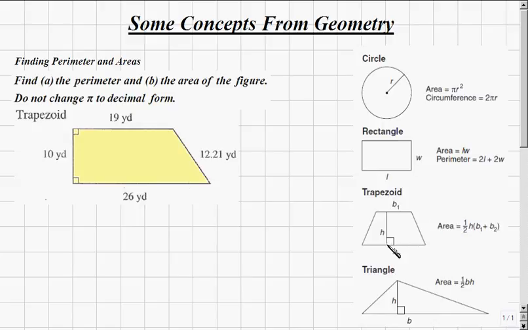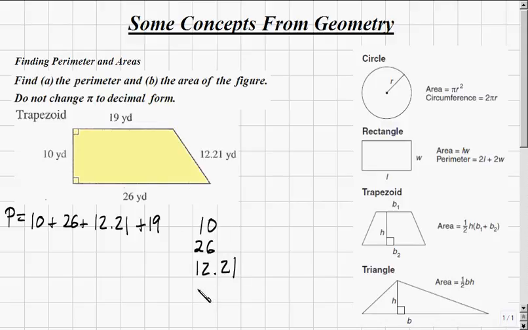the height. So, to begin, our perimeter of this figure, adding up the four sides, will be 10 yards plus 26 yards plus 12.21 yards plus 19 yards. And to add this up, we'll do long addition. So 10 plus 26 plus 12.21 plus 19.